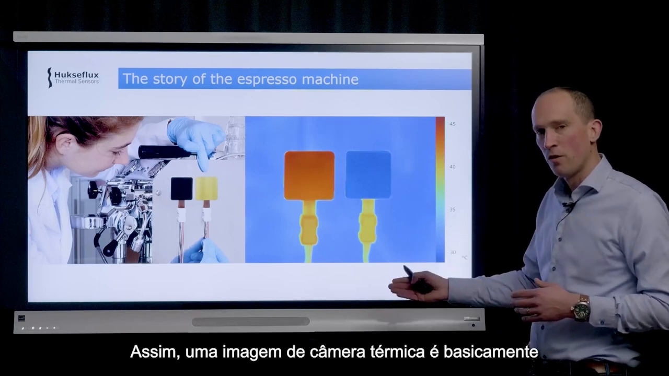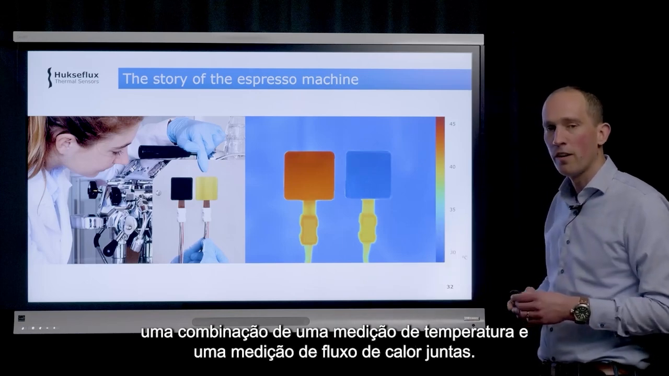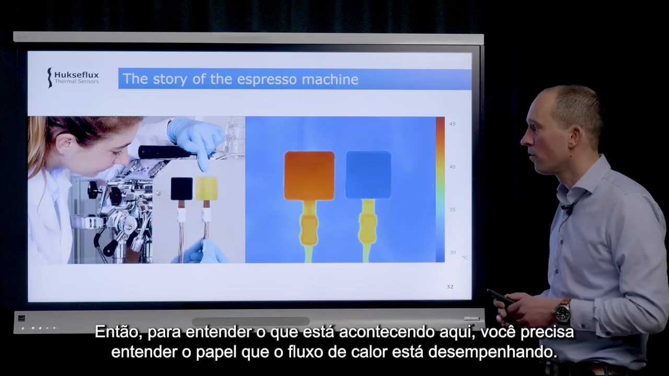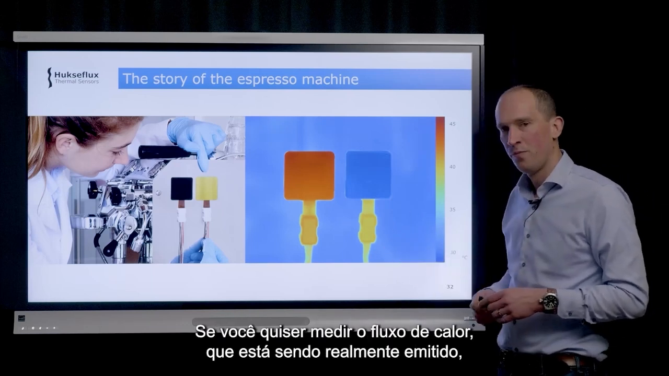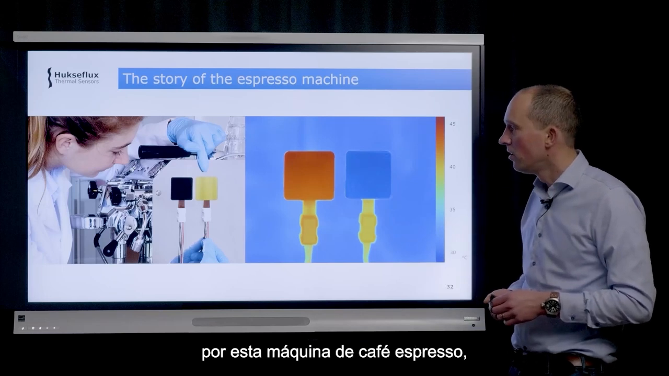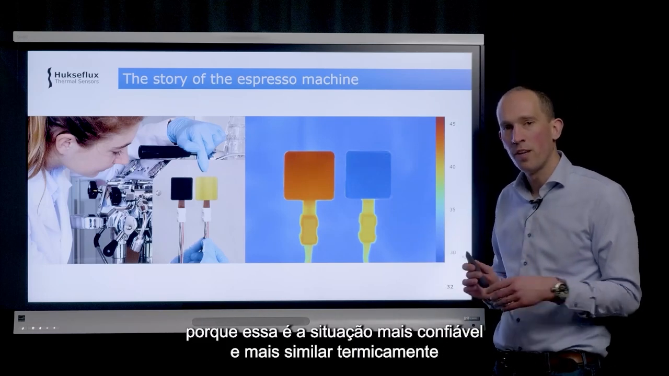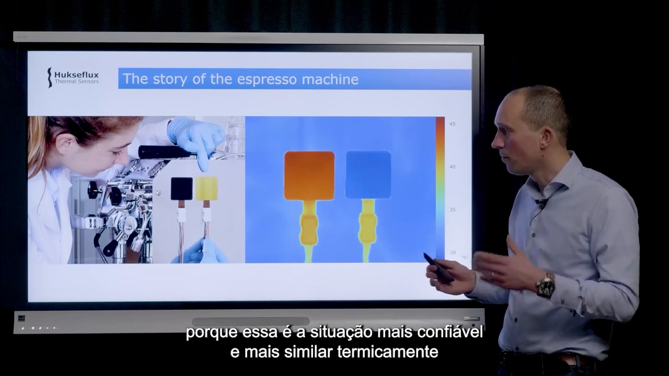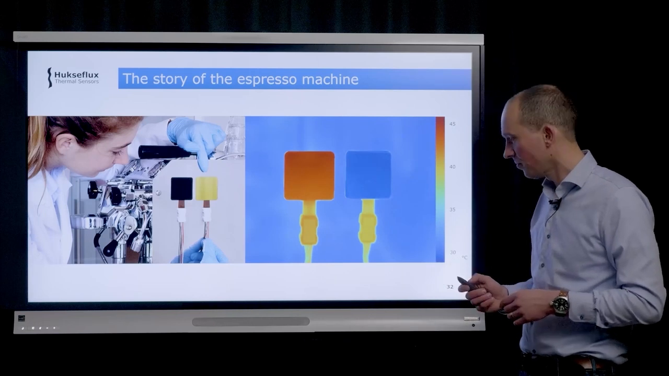A thermal camera image is basically a combination of a temperature measurement and a heat flux measurement together. So to understand what's going on here, you have to understand the heat flux that's playing a role. If you want to measure the heat flux that is actually being emitted by this espresso machine, you should use the heat flux sensor with the gold sticker, because that's the most reliable and most similar situation thermally to the espresso machine itself.